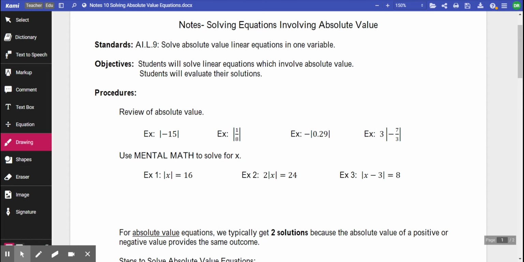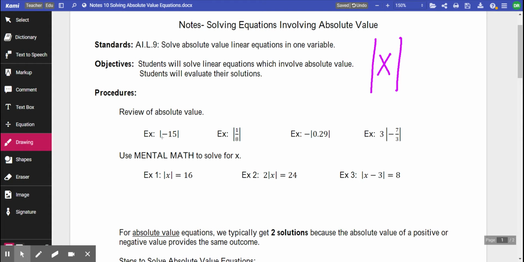Hello again, students. Today we are going to solve equations involving absolute value. So, you need to remember that absolute value means the distance a number is away from zero. All right, so absolute value, distance, we're talking about positive numbers. And the symbol for absolute value is just two lines, and then whatever you're taking the absolute value of goes in between. All right, so a quick review.